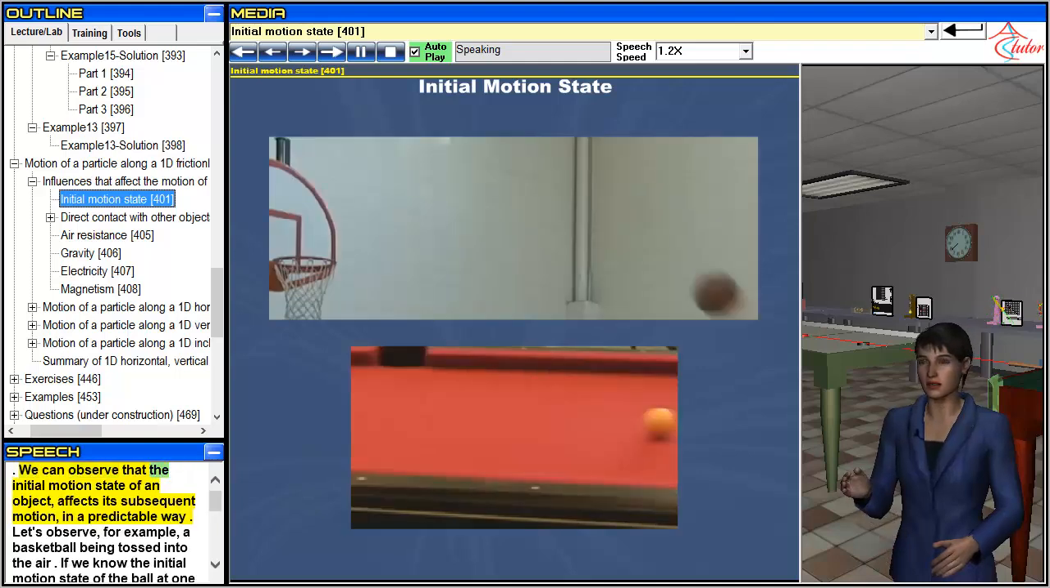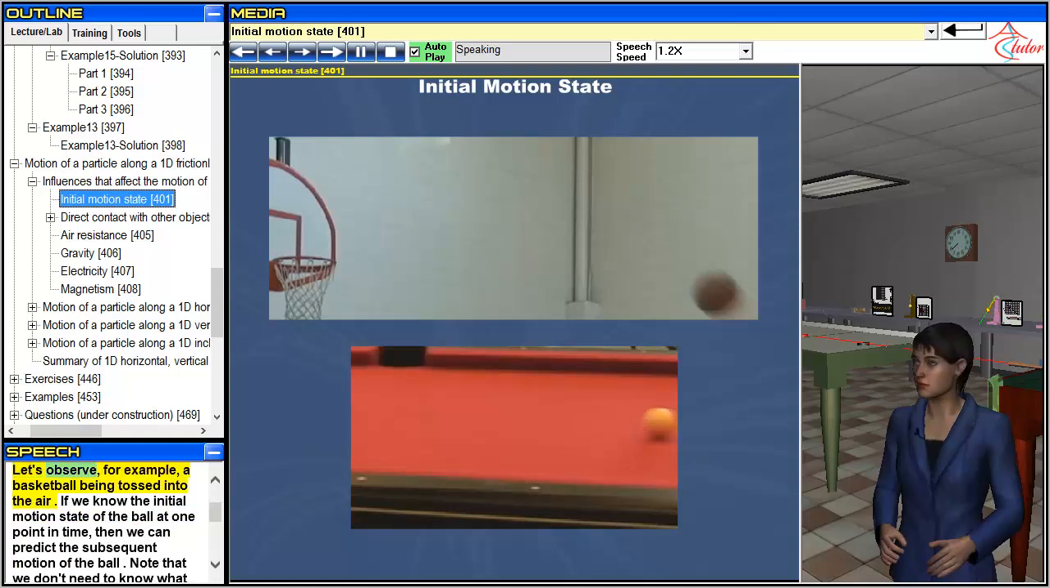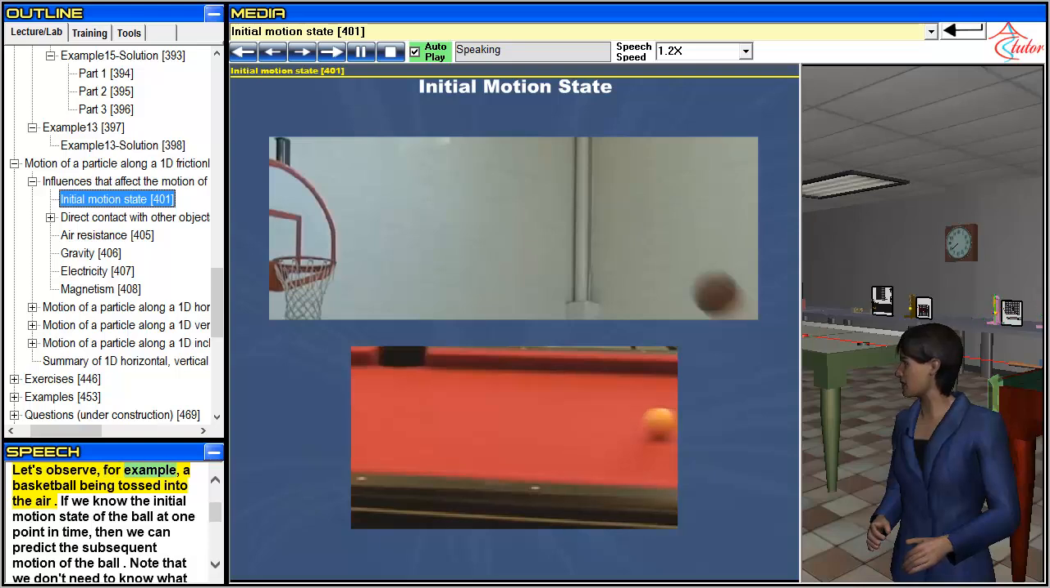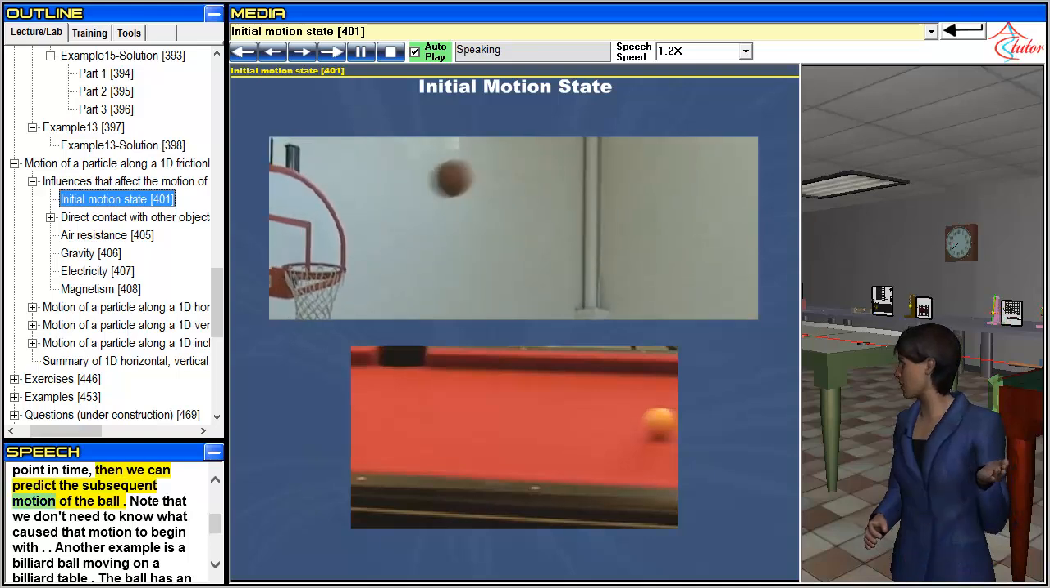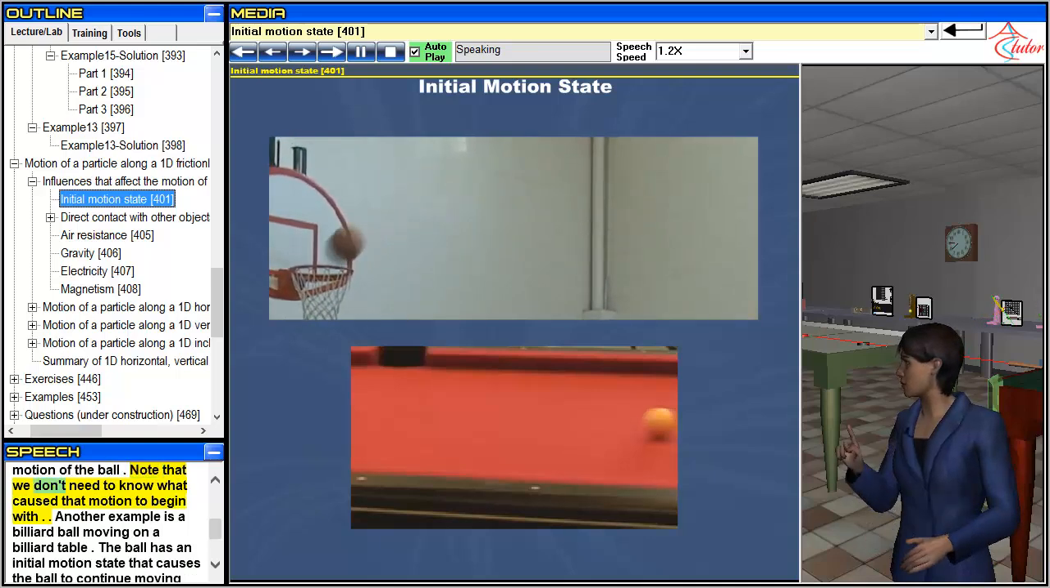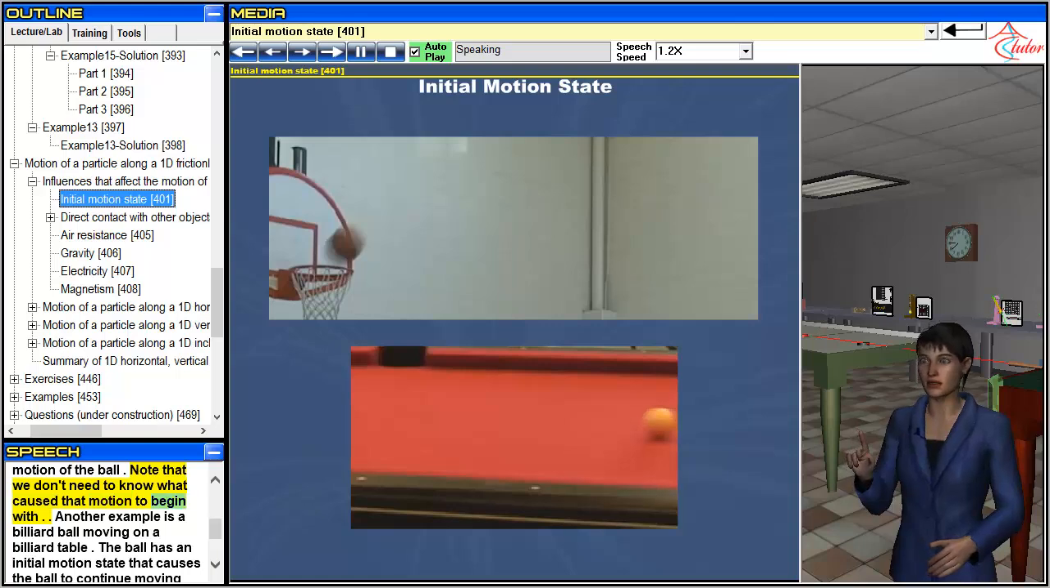We can observe that the initial motion state of an object affects its subsequent motion in a predictable way. Let's observe, for example, a basketball being tossed into the air. If we know the initial motion state of the ball at one point in time, then we can predict the subsequent motion of the ball. Note that we don't need to know what caused that motion to begin with.